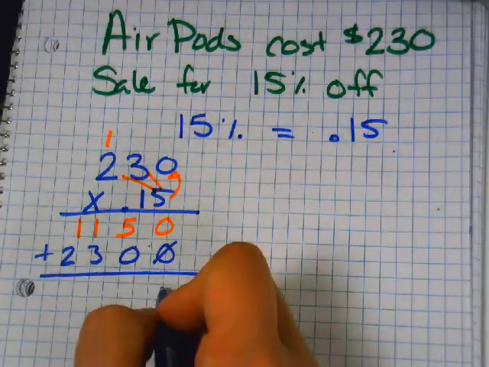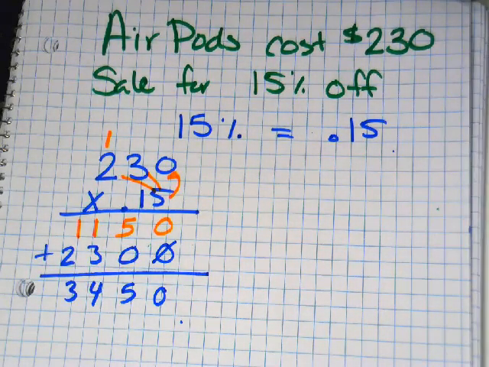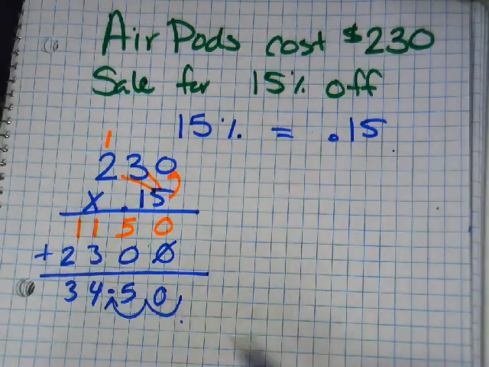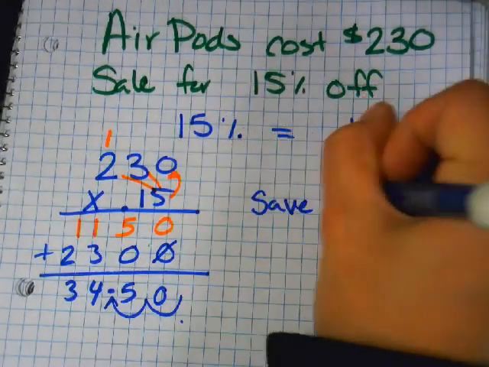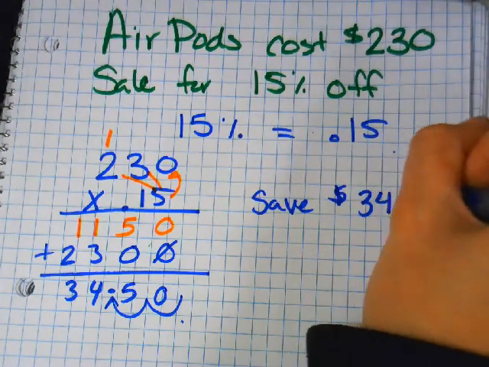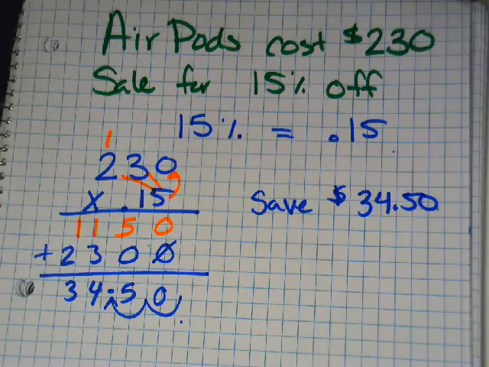I got 34. Okay. How many times do I move it? 2 times. 1, 2. 34.50. So you're going to save $34.50. Yay. Woohoo. It's a lot of money.